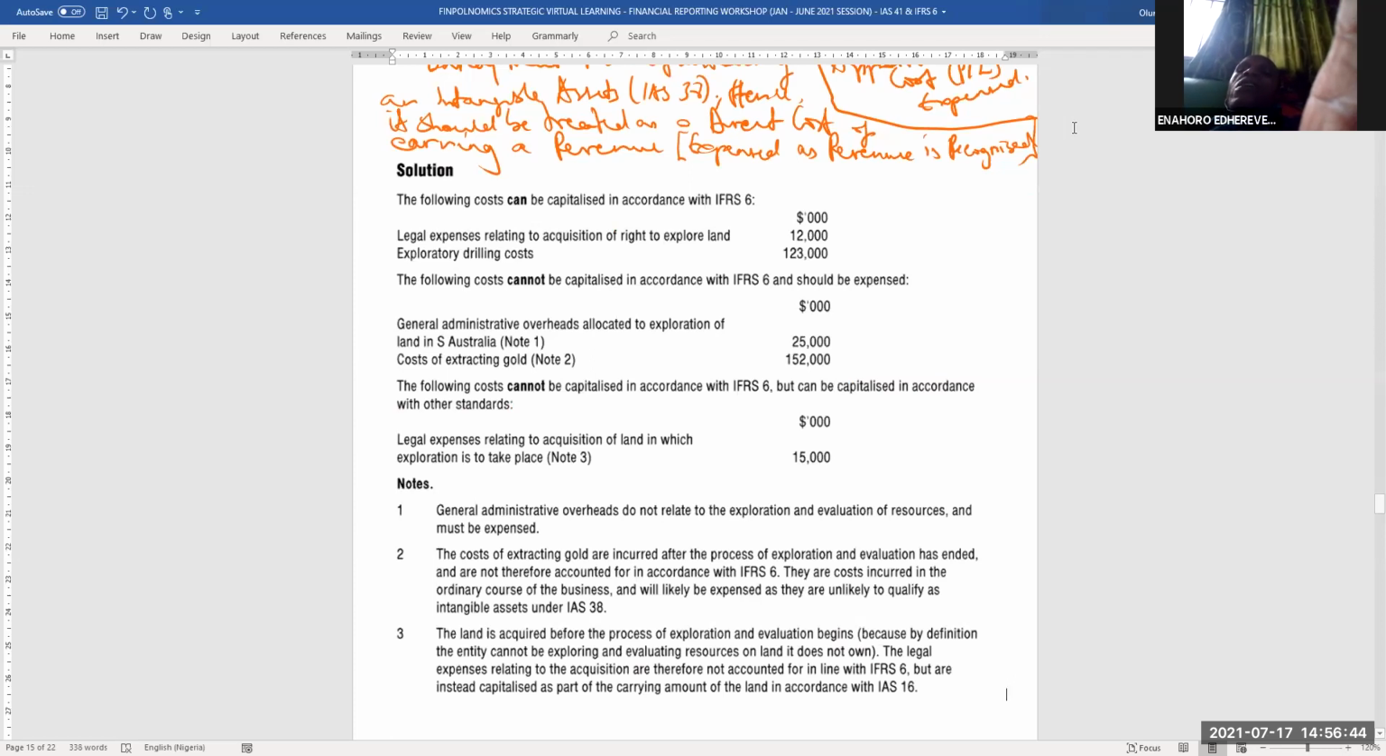The land is acquired before the process of exploration and evaluation begins, because by definition, the entity cannot be exploring and evaluating resources on land it does not own. The legal expenses related to the acquisition are therefore not accounted for in line with IFRS 6, but are instead capitalized as part of the carrying amount of the land in accordance with IAS 16.